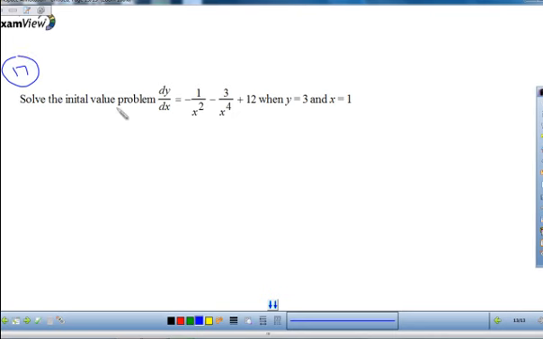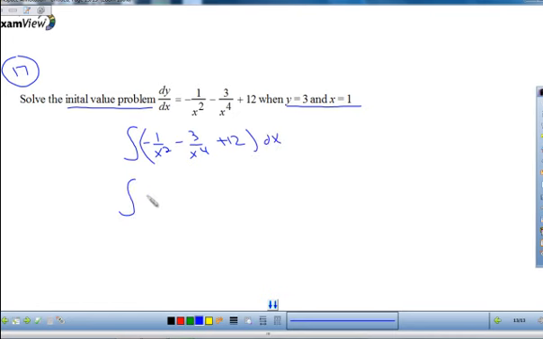17 says solve the initial value problem when y is 3 and x is 1. Solving the initial value problem basically says find the antiderivative, but you're going to use these numbers to find c. So we're going to find the antiderivative. I'm going to rewrite this as negative x to the negative 2 minus 3x to the negative 4 plus 12, just to make it easier to find the antiderivative of each term.